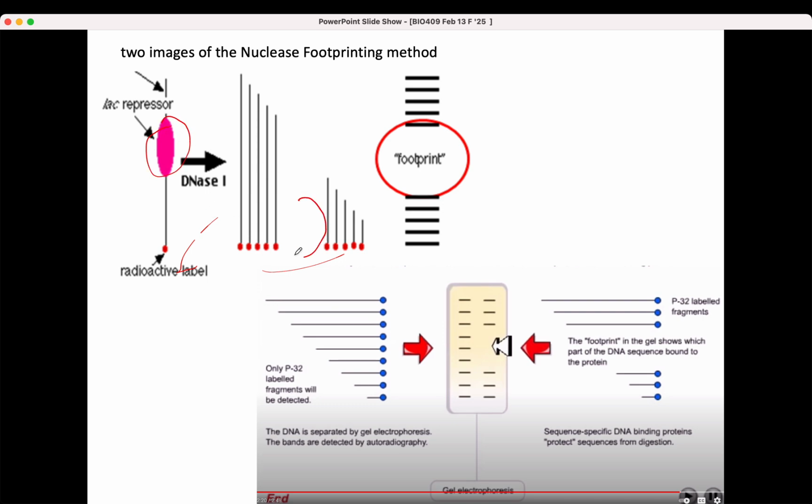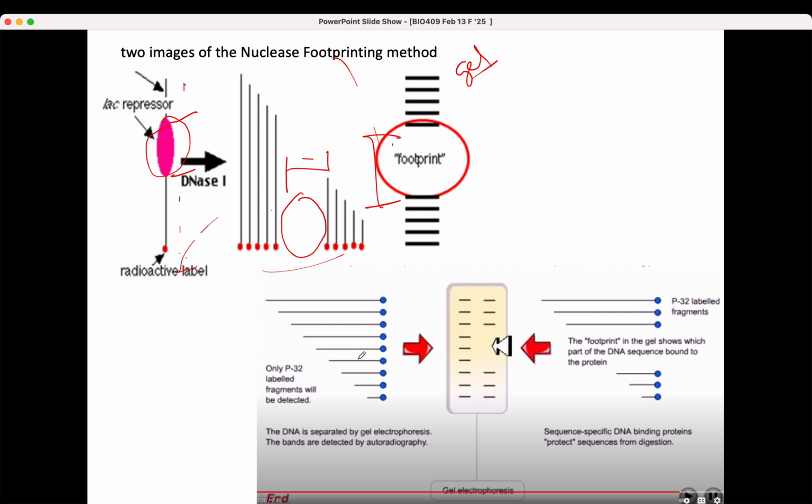So it's protecting fragments that are this long. The longer fragments are there and the shorter fragments are there, but there are no fragments that are this length. So we're missing some fragments here. And that's the product, and that's what it looks like on a gel. So this is what's actually in the test tube, and then that's what's on the gel.